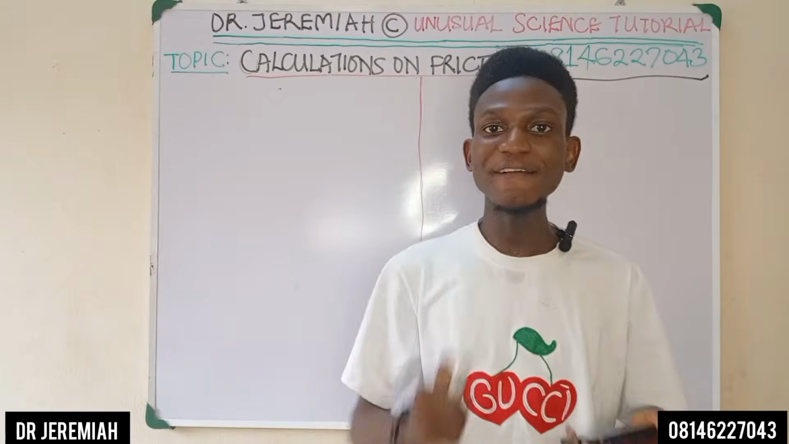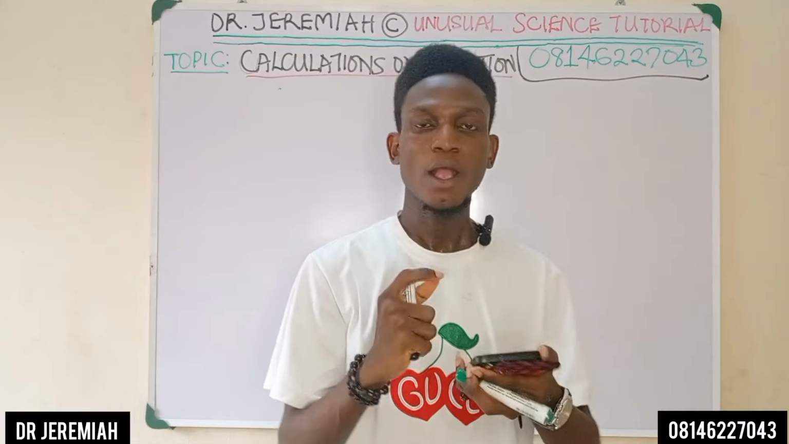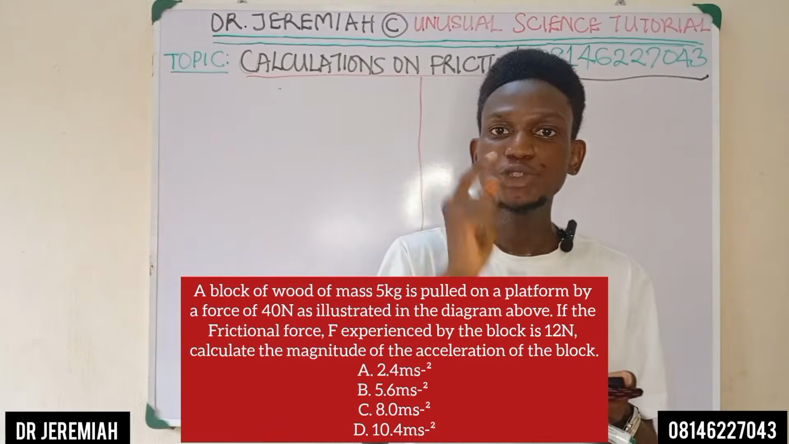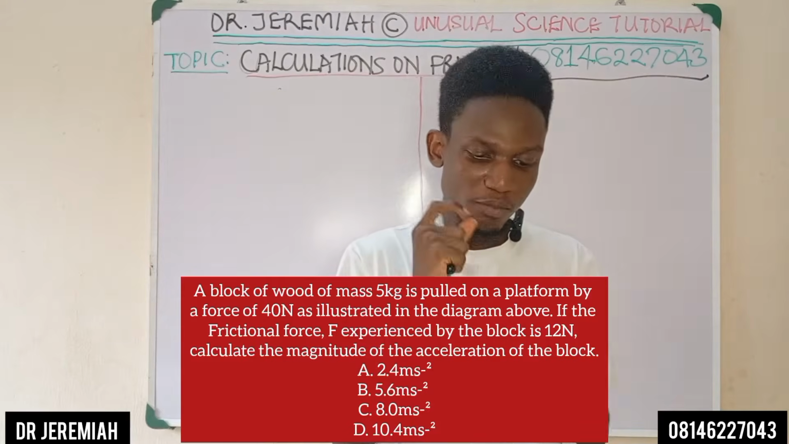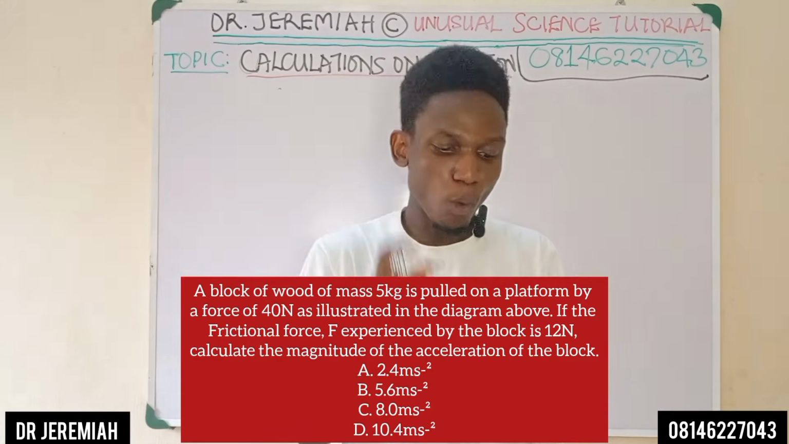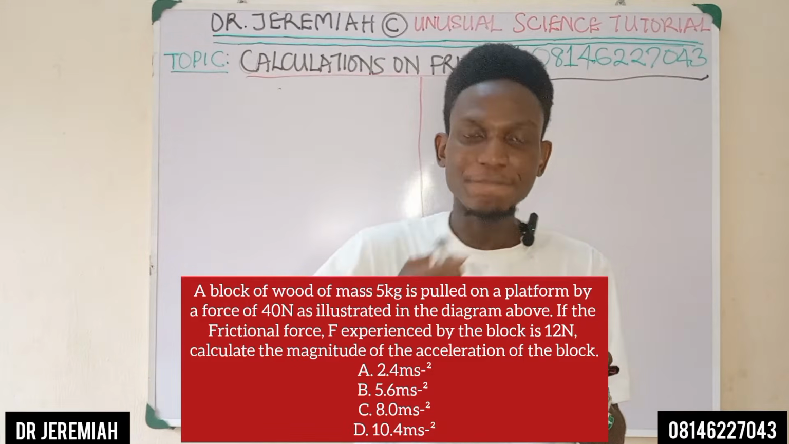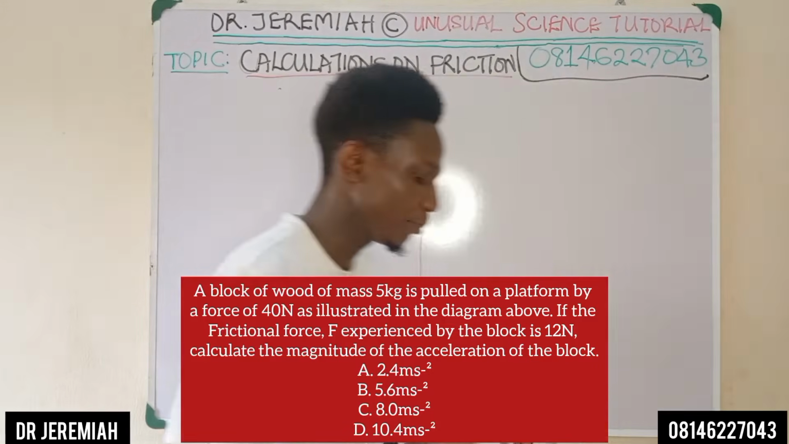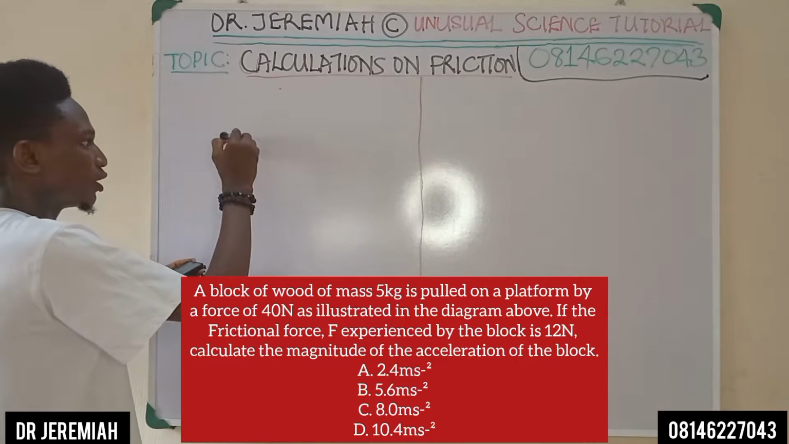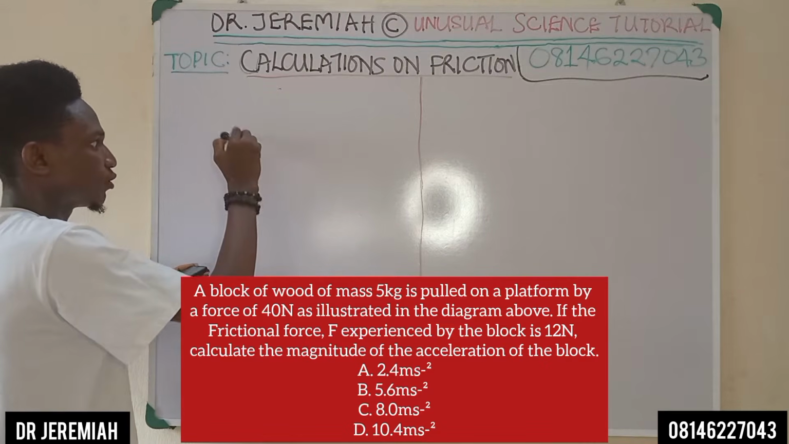Alright, so let's move. The first question should be shown on your screen now. I will read from here. Just read from your screen and follow me. It says a block of wood of mass 5 kg is pulled on a platform by a force of 40 Newton as illustrated in the diagram. There's no need to go into the diagram. We can represent it by ourselves.